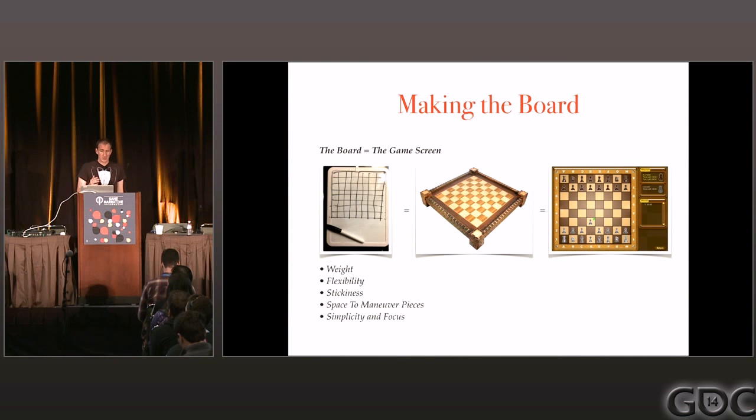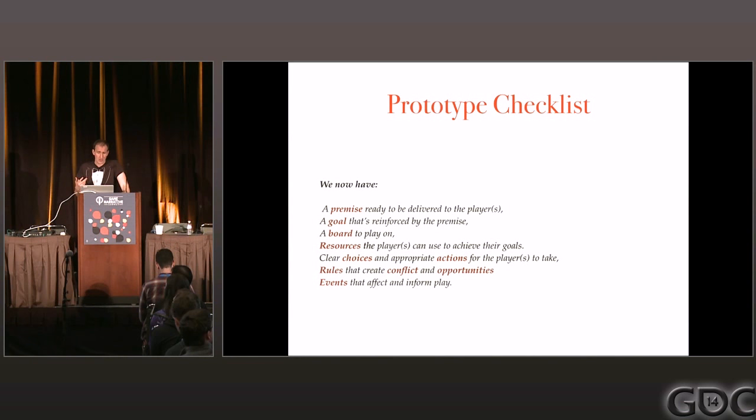So your final step is setting up a space that's going to abstractly, for the player, represent their world, or more accurately, their screen. This is your game board, and you want it to have weight, you want it to be flexible and sticky, and you want it to have some simplicity and focus as well. You really don't want to overcomplicate this with the UI elements that you'll need down the road. Just think about what the player needs in that space. So now we've got a premise, a goal, a board to play on, resources that the players can use to achieve their goals, choices, rules that create conflicts and opportunities, and events that affect and inform play.